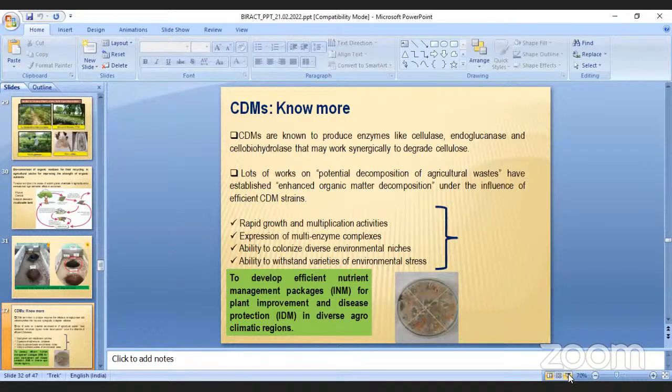Now, the recent technologies of our agricultural system are INM and IDM. In integrated nutrient management approaches, this means compost can be utilized as sustainable biofertilizers. And in case of disease management approaches, they can be used as efficient microorganisms in disease suppression. Thereby, we can reduce the load of chemicals in agriculture or any kind of other agricultural systems.